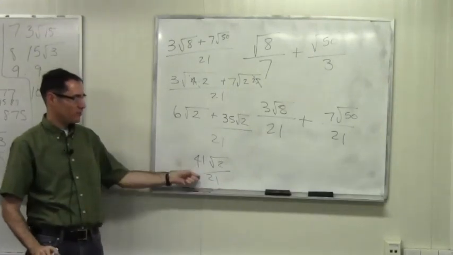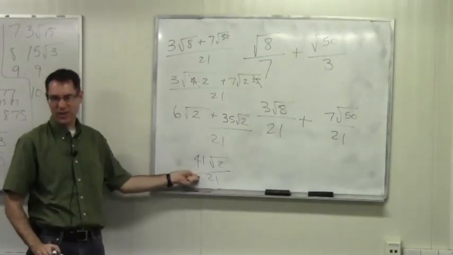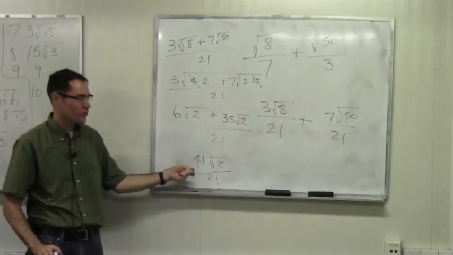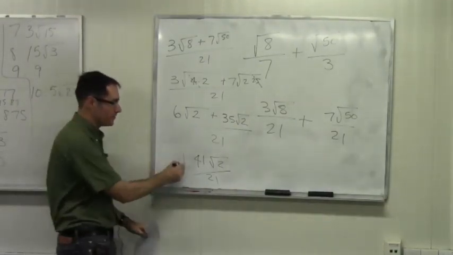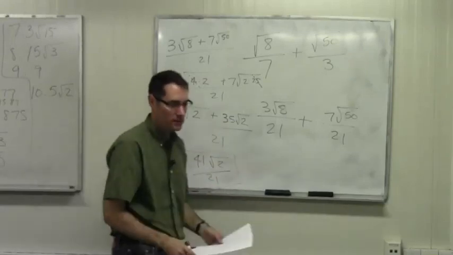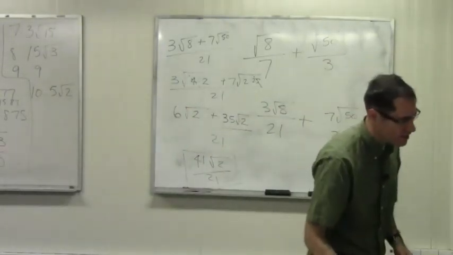Does anything go into both 41 and 21? I don't think so. Although it looks like it should, doesn't it? But it doesn't. So that's your answer, 41 square root of 2 divided by 21. That was a little tricky one, too. These things get a little tricky sometimes.